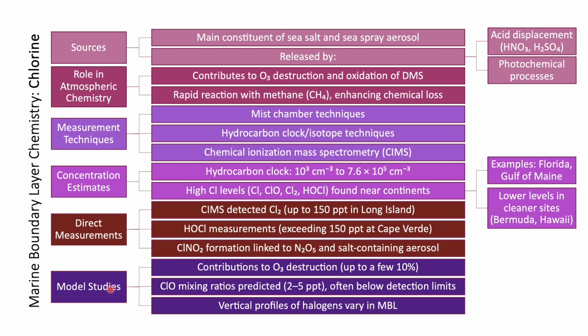And what are the various model studies? One is the contribution to ozone destruction. ClO mixing ratios are predicted often below detection limits, and vertical profiles of halogens vary in marine boundary layers. So this is information related to chlorine.